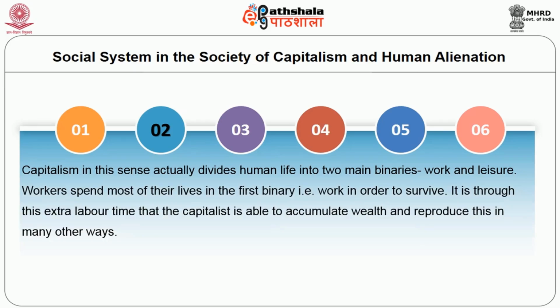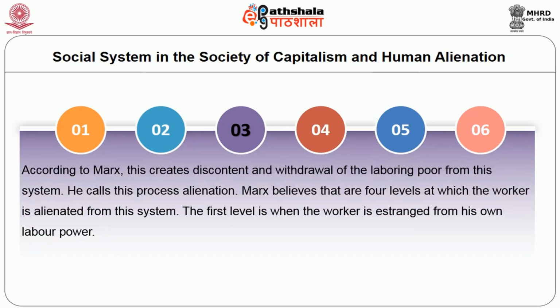Capitalism, in this sense, actually divides human life into two main binaries: work and leisure. Workers spend most of their lives in the first binary, that is, work, in order to survive. It is through this extra labor time that the capitalist is able to accumulate wealth and reproduce this in many other ways. According to Marx, this creates discontent and withdrawal for the laboring poor from this system. He calls this process alienation.